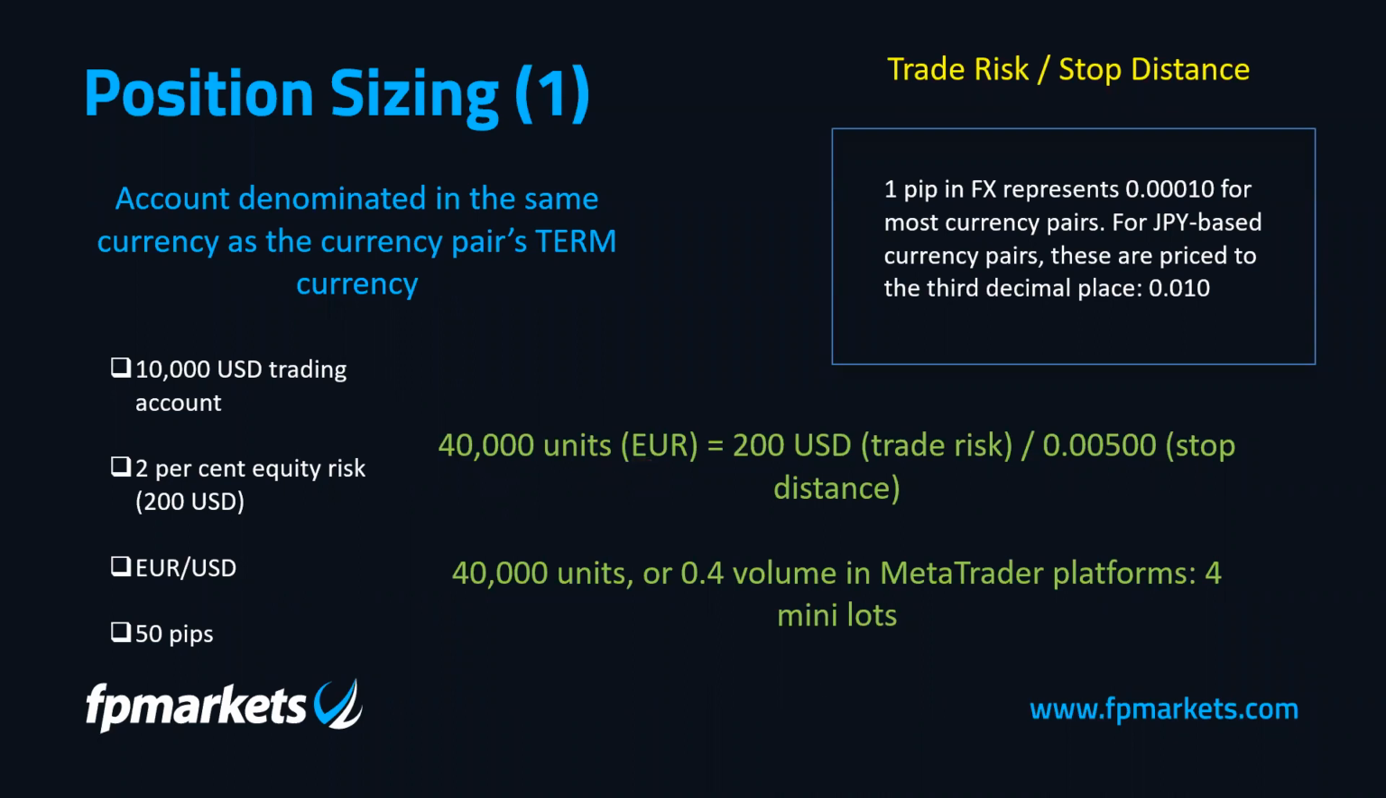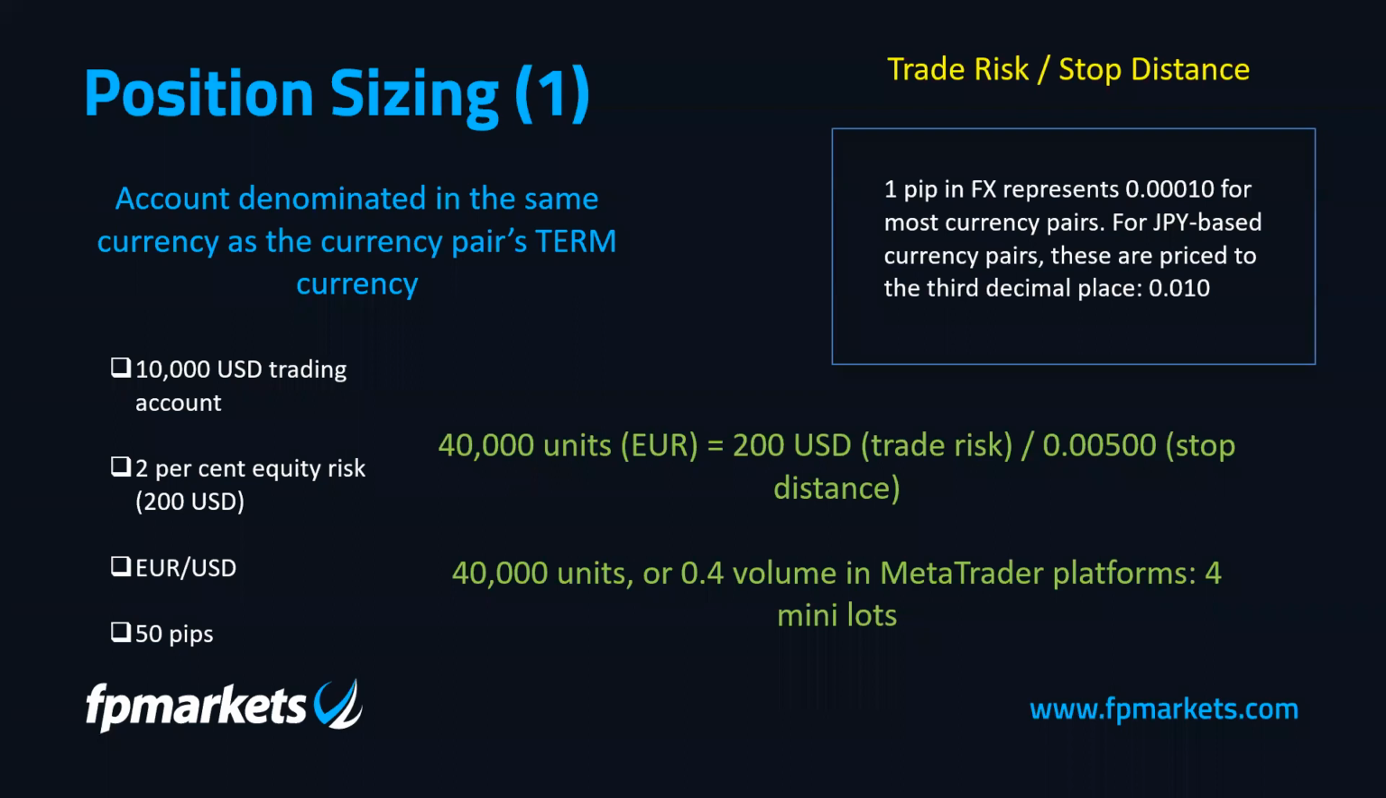Now, that's fantastic. How do we prepare this to be placed in? So look, if you're trading this setup, that is all you'll need. You could just quickly whip out your calculator and do your calculation without going onto the broker's calculator and inputting all your details, $10,000 trading account, 2%. You could just say 200 divided by 0.0050 and away you go. You've got your 40,000 units. So 40,000 units or 0.4 volume in MetaTrader platforms, which is 4 mini lots. Remember, 40,000 units, 10,000 units per mini lot, 4 mini lots.